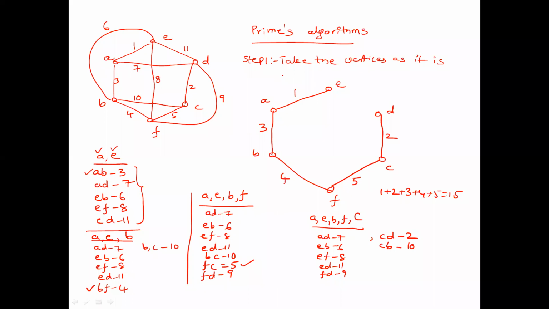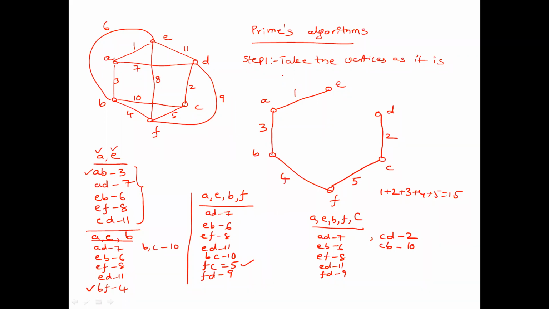But here we are following a procedure. What is that? Initially, we started with A comma E, which is the minimum edge. Then we have taken edges corresponding to A comma E only. Then B has come into the picture. Then we have taken the edges corresponding to the vertices A, E, B. Then F has come into the picture, and so on. So if you minutely observe, there is one important feature in Prim's algorithm when compared to Kruskal's.